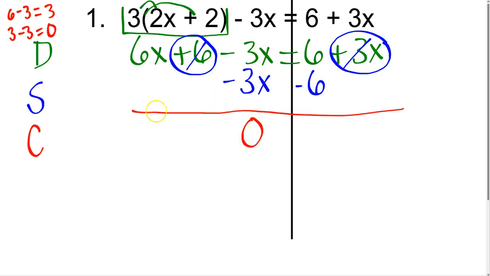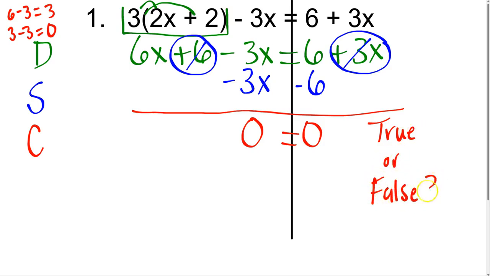My variables have canceled out because 3 minus 3 is 0. All right, and now on this side, I have 6 minus 6, which is also 0. So now we must ask the question, is this a true or false equation? Is 0 equal to 0? And the answer is yes, it is true.